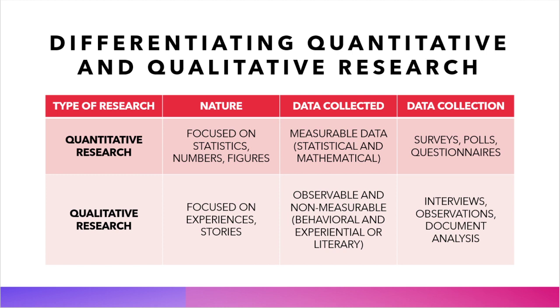So for the type of research, quantitative research is focused on statistics, numbers, figures, numerical data. And that is precisely the type of data that you wish to collect, measurable data, ones that you can statistically and mathematically compute. And we do that by giving the respondents surveys, polls, or questionnaires that they have to check or rate and answer in the form of measurable data. Usually, it's a Likert scale, on a scale of 1 to 5 or on a scale of 1 to 10. However, for qualitative research, it is totally different.